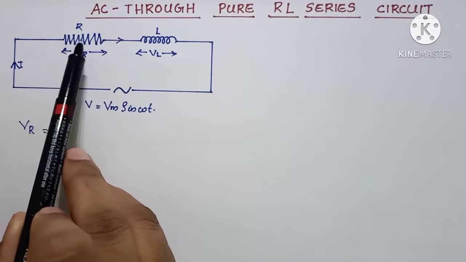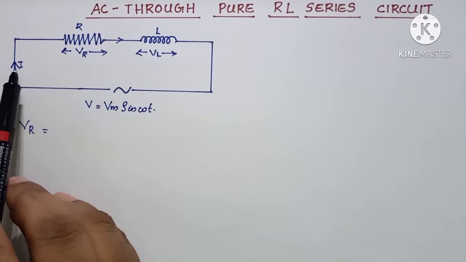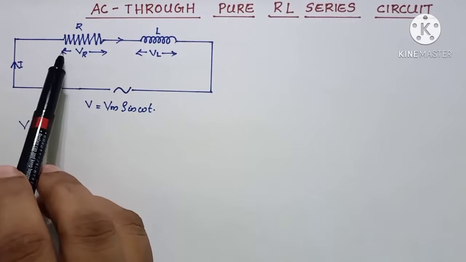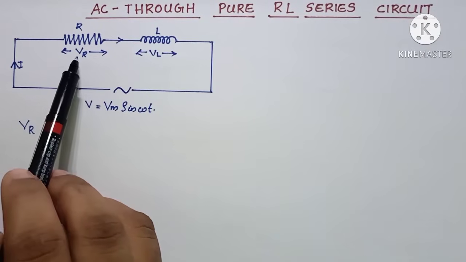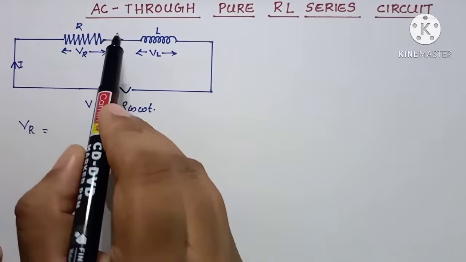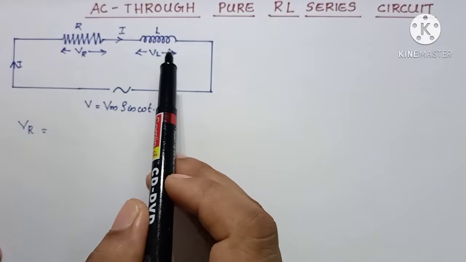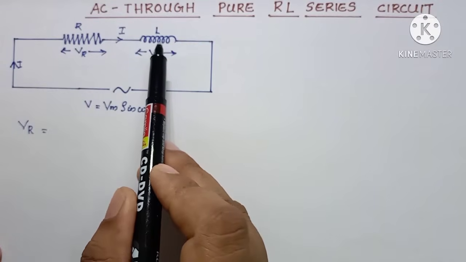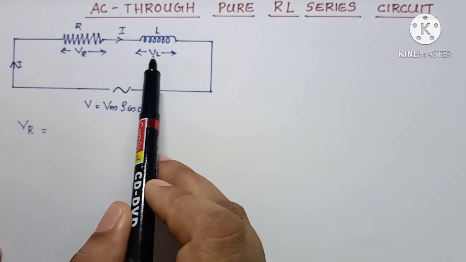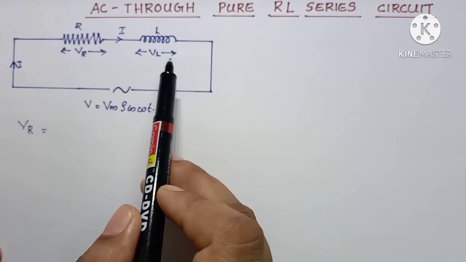and which is flowing through this resistor and this inductor. Due to the flow of this current through this resistor there will be some voltage drop across it that is represented as VR, and due to the flow of the same current through the inductor, due to the reactive effect of this inductor, there will be some voltage drop across this inductor, and that will be VL.